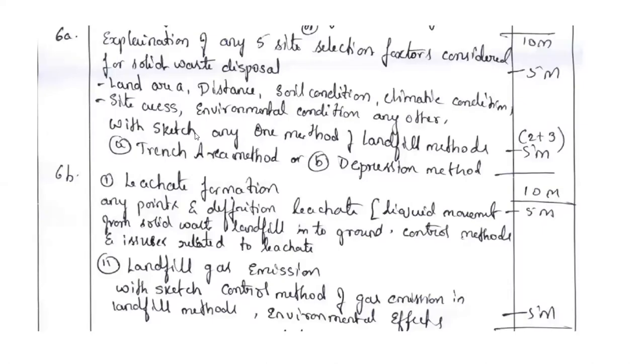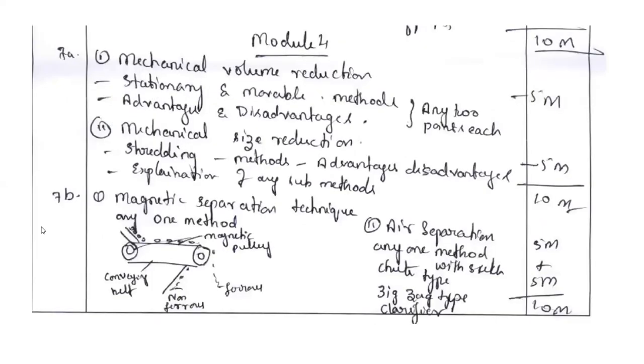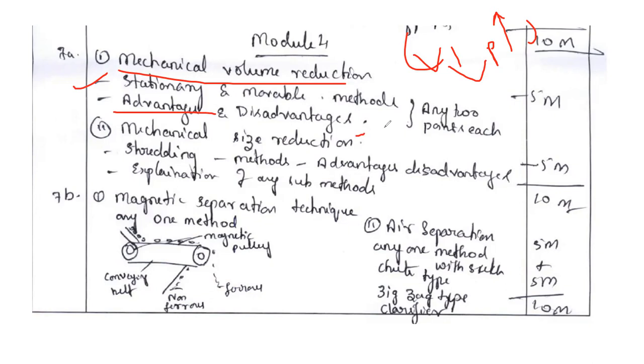Question number 7A. Explain the following processes: mechanical volume reduction and mechanical size reduction. See, it's a very important question. If you see the first part of module number 4, you can see this question. Mechanical volume reduction means reducing the volume; how to reduce the volume? You have to increase the pressure. Basically it is a simple application of Boyle's law in fluids. Then the stationary and movable methods, the moving average method, advantages and disadvantages, very simple.